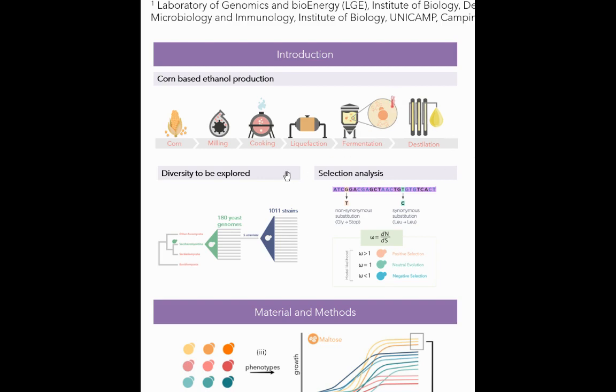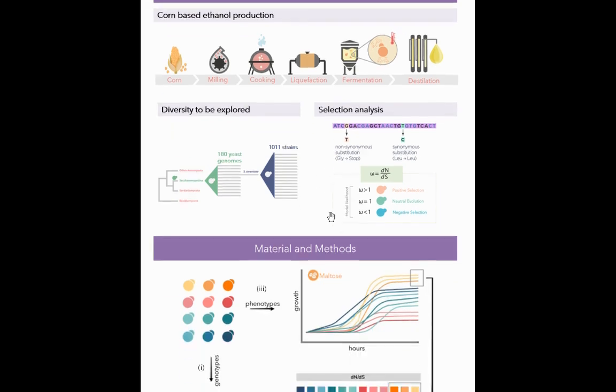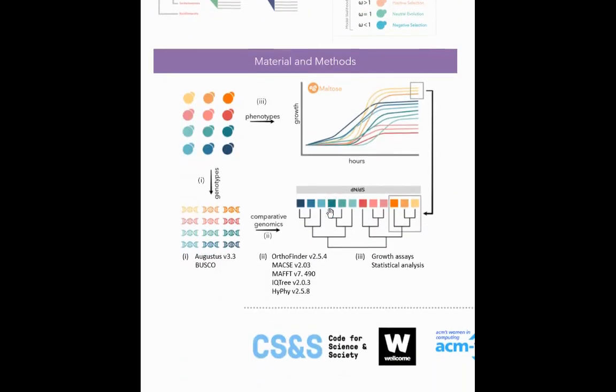So, the goal in this project is to explore the diversity naturally obtained in more distant organisms, such as fungi from the Saccharomycotina subphylum. Using comparative genomics, evolutionary models, and selection analysis, we aim to identify gene families or mutations that contributed to the phenotype, or the capability, of consuming maltose.